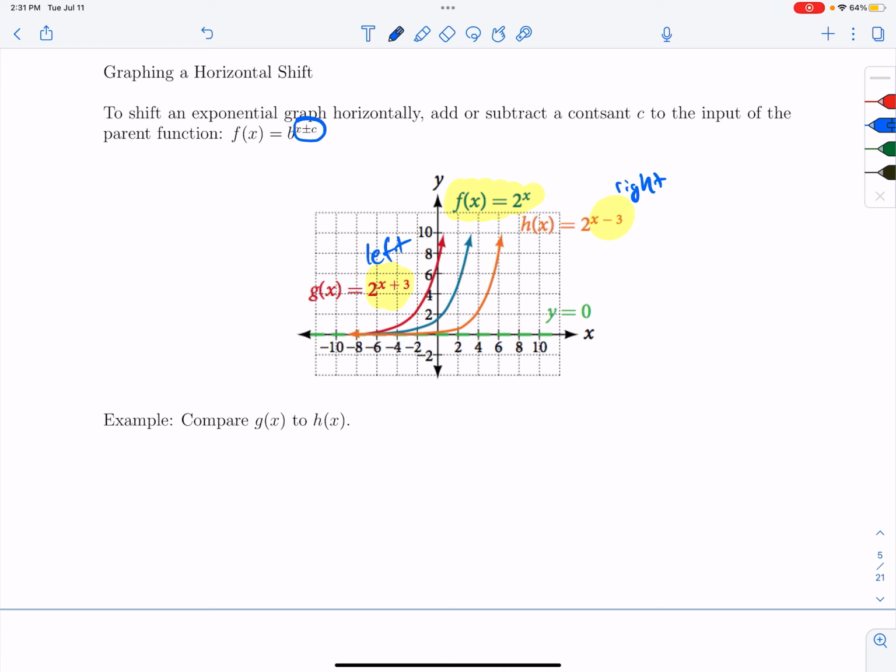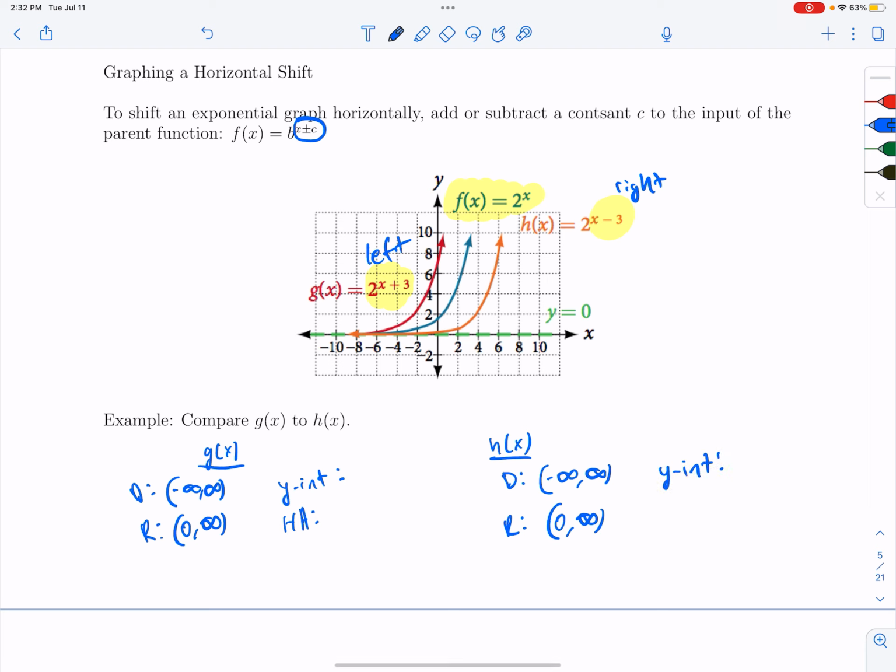Okay, so similar idea, g of x and h of x. Oh, we're not comparing one of these with the parent. Okay, so let's see. So g of x, let's just go through the domain, the range, the y-intercept, and the horizontal asymptote. Okay, so the domain, that's the easy one. It's always all real numbers. Same thing for h of x. Okay, the range, because we have no vertical shift, the range is 0 to infinity for both of these.